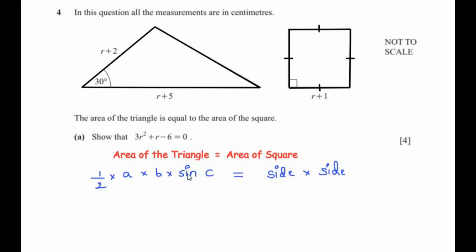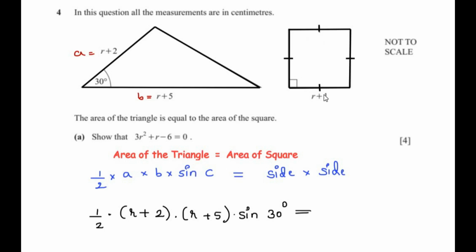Now if we look at the area of the triangle formula, let us take a as r + 2 from this triangle. Let us take b as r + 5. And this angle C is going to be the angle which is included between these two sides, that is angle 30. Now substituting their respective values, we have 1/2 times (r + 2) times (r + 5) times sine 30 is equal to, now if we look at the square, the area of the square is represented as side times side. And one of the sides is given over here, which is r + 1. So we are going to write here (r + 1) times (r + 1).